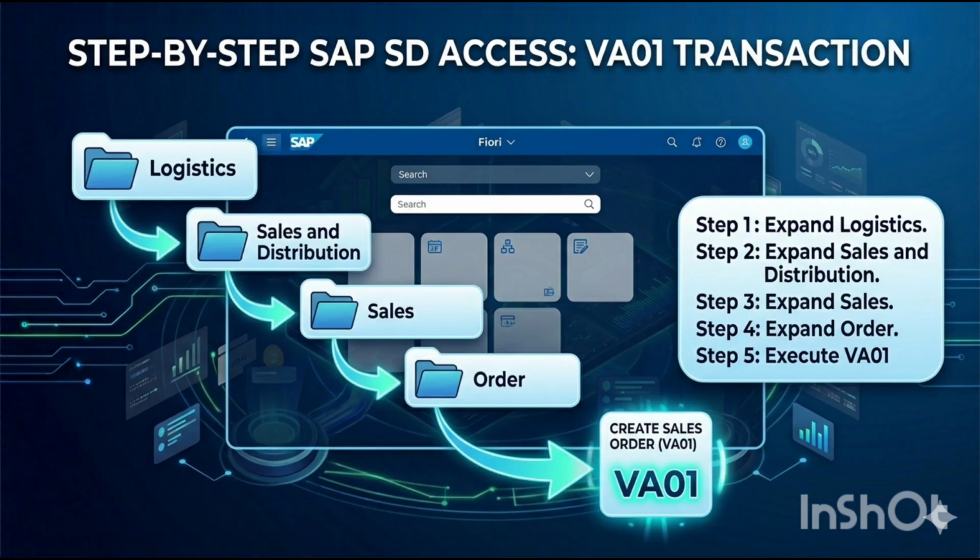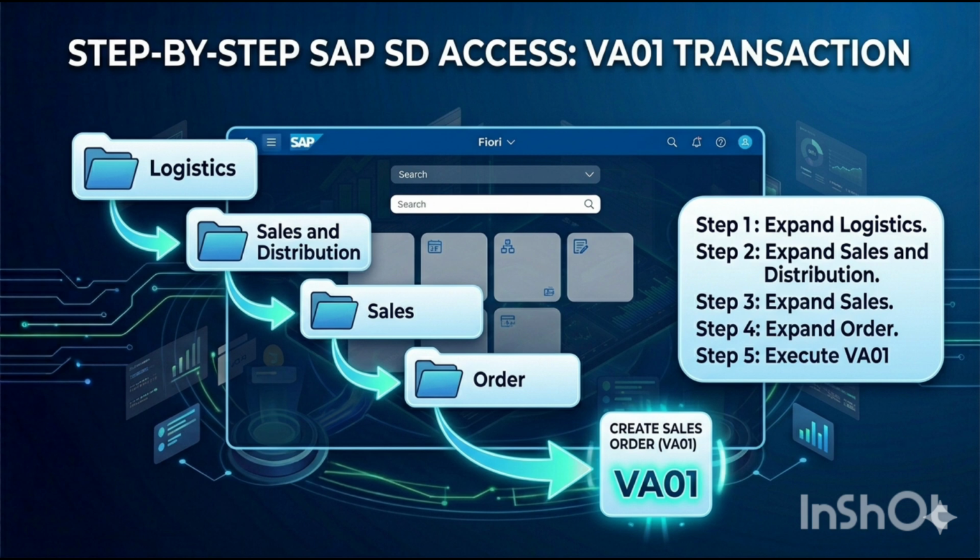There are several ways to open VA01 in S/4HANA. The most modern way is through the SAP Fiori Launchpad. Simply search for Create Sales Order or directly type the transaction code VA01 in the command field and press enter. In classic SAP GUI, you can navigate through the menu Logistics, Sales and Distribution, Sales, Order, and Create.